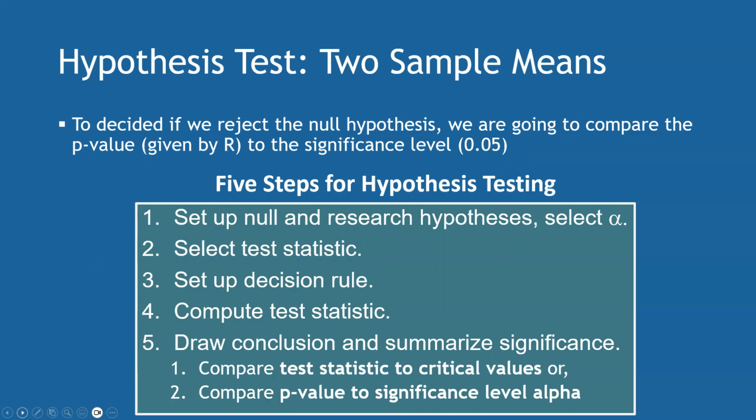Okay, so these are the 5 steps that we've been using for hypothesis testing. For the 2-sample means hypothesis test, or the 2-sample t-test, we're going to follow the same 5 steps. However, up till now, we really focused on 5.1 as the way to determine if we reject the null hypothesis or fail to reject the null hypothesis, because we compared a t-test statistic to a critical value. Now we're going to learn how to use a p-value, compared to the significance level of alpha, to help us decide whether or not we reject the null hypothesis.